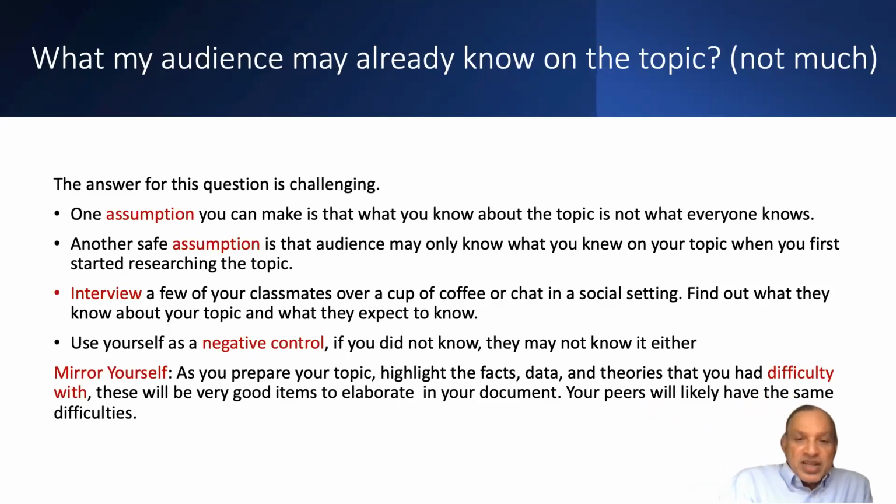Use yourself as a negative control. What does that mean? It means that if you don't know something, it's safe to assume others also don't know. Or at least if you didn't know something in the beginning of starting the research on this topic, you can safely assume that others also don't know that same thing. So use yourself as a negative control, make those two assumptions, and then interview.